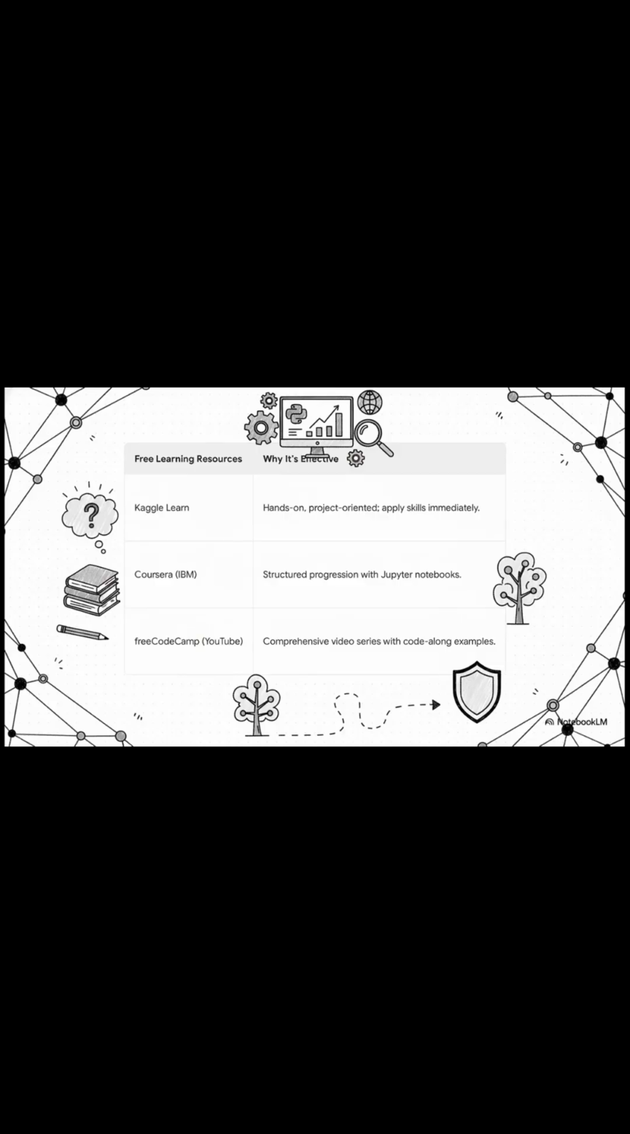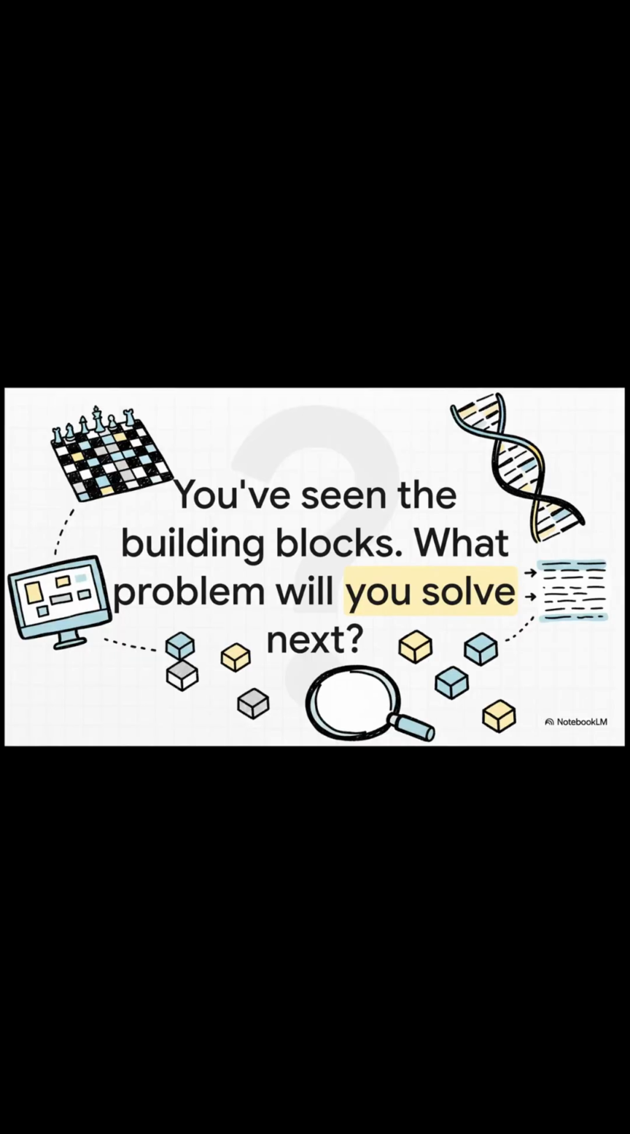Places like Kaggle, Coursera, and Free Code Camp have amazing, hands-on ways to build your skills. So whether you like learning by doing projects or following along with video courses, there's definitely a path for you. We've seen how a simple list of items can lead to a system that keeps a chess AI honest, and how joining two sentences is the very first step on a path to decoding our own biology. The tools are out there, they're accessible, and the potential is just immense. So really, the only question left is, what problem will you solve next?